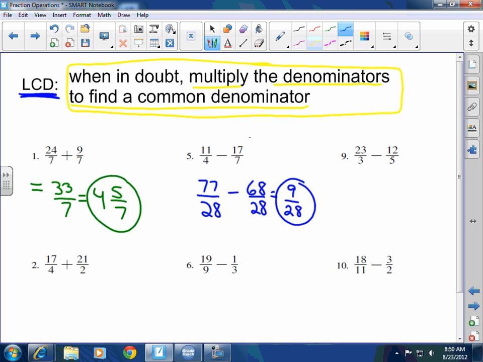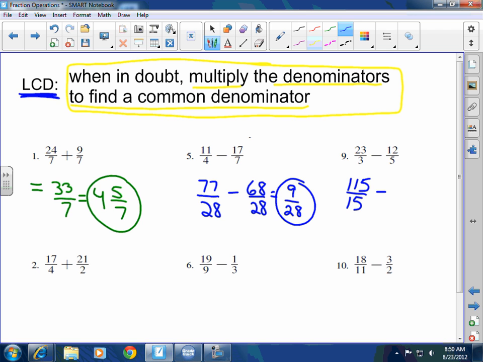All right. 23 thirds minus 12 fifths. What's the common denominator here? 15. Very good. How do I go from that 3 to the 15? Okay. So I multiply 5 to 23. What's 5 times 23? Think about it this way. What's 20 times 5? And then what's 3 times 5? So that's 115. See that? We become mathematical geniuses in this class.